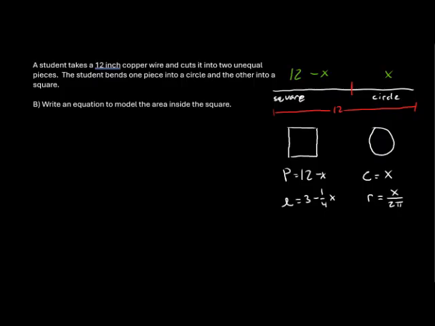Now we can write an equation to model the area inside of the square. Since we are modeling area, we must now try to remember the equation for area of a square. We'll say that area of a square is equal to the side length raised to the second power. This will give us (3 minus 1/4 x) raised to the second power. If we want to simplify this, we can multiply that binomial times itself.